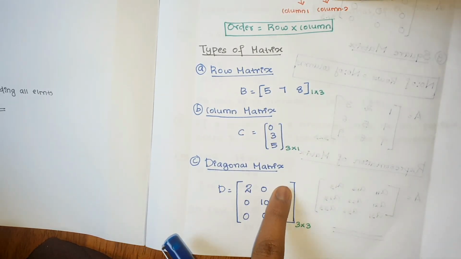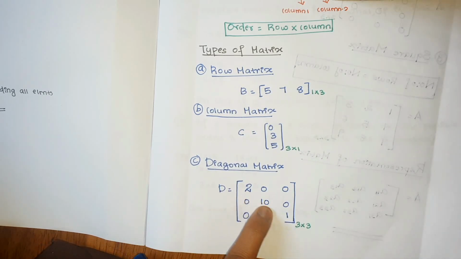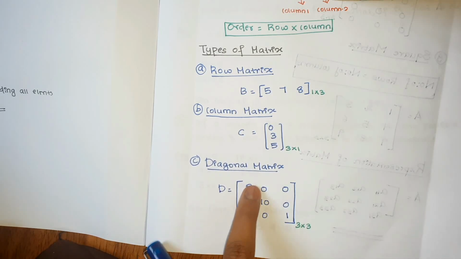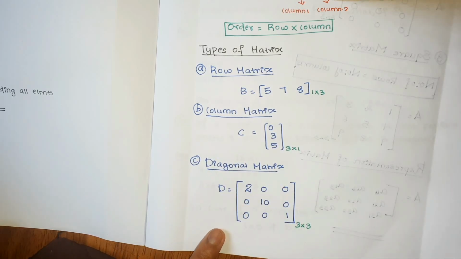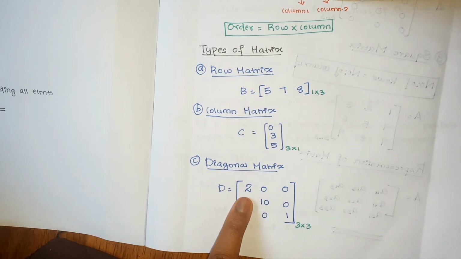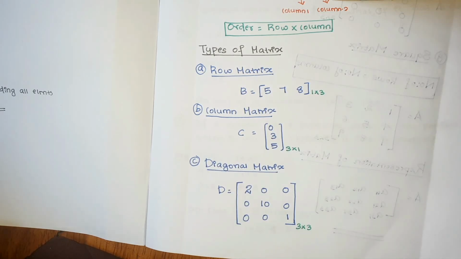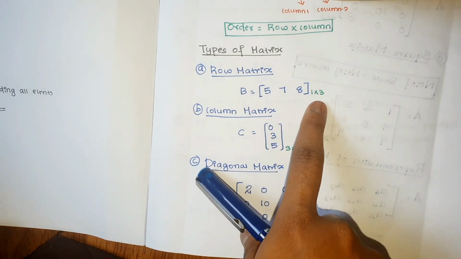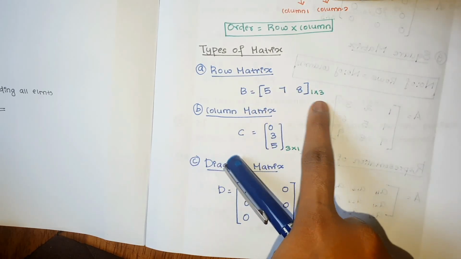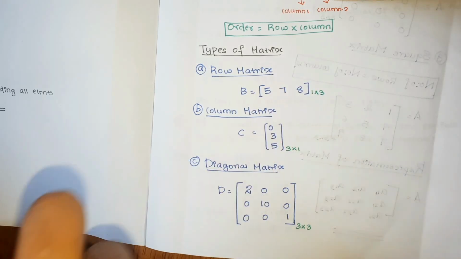Next is diagonal matrix. Diagonal matrix means it has elements only at the diagonal part. Okay, it has only diagonal elements. Here all other elements are equal to 0. 2, 10 and 1 are diagonal elements. Okay students, here we can try to find the order also. How many rows does it have? It has 1 row and 3 columns. 1 by 3 is the order of the matrix. 3 into 1, 3. Total number of elements 3.